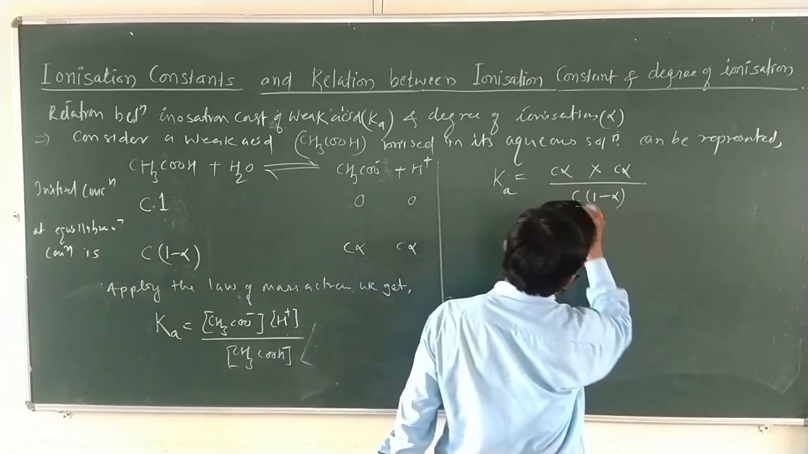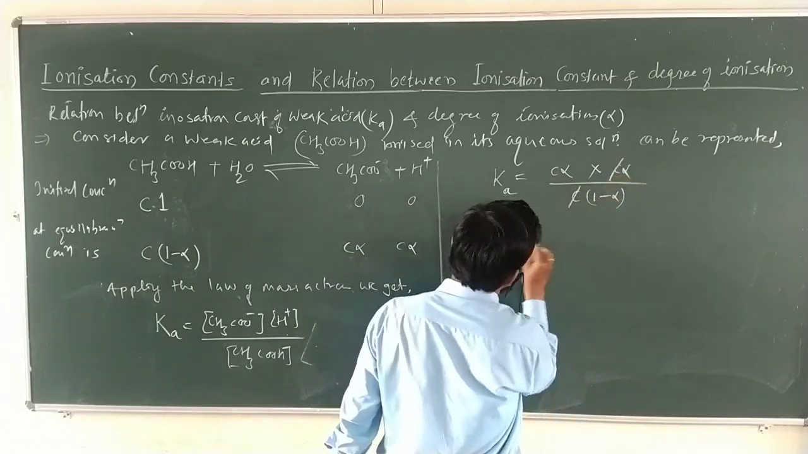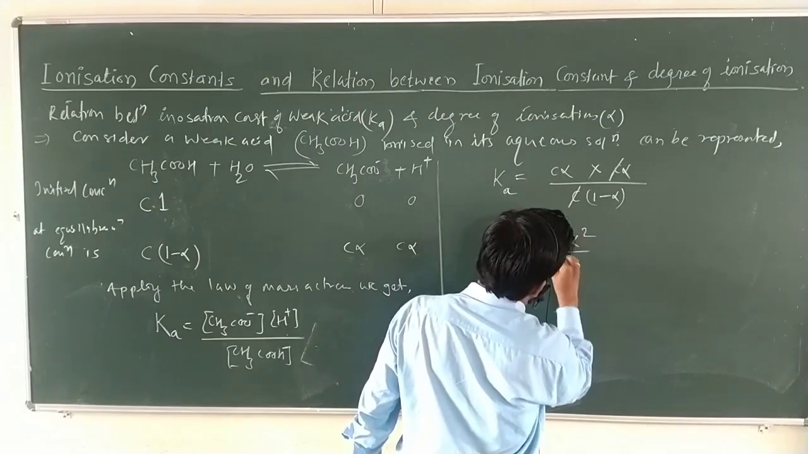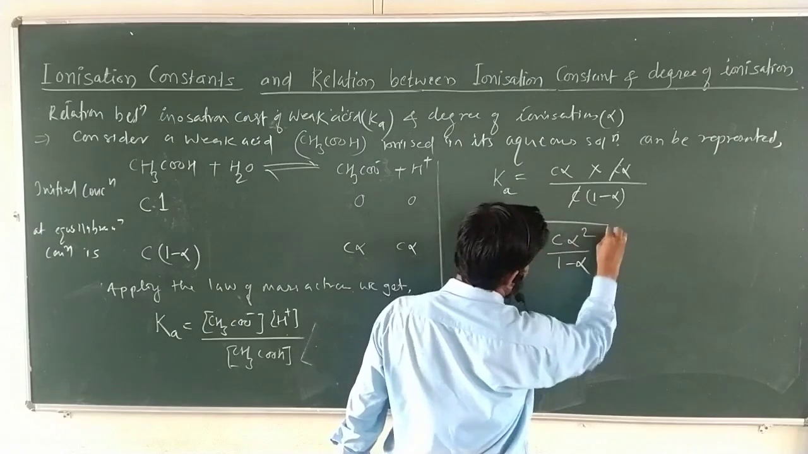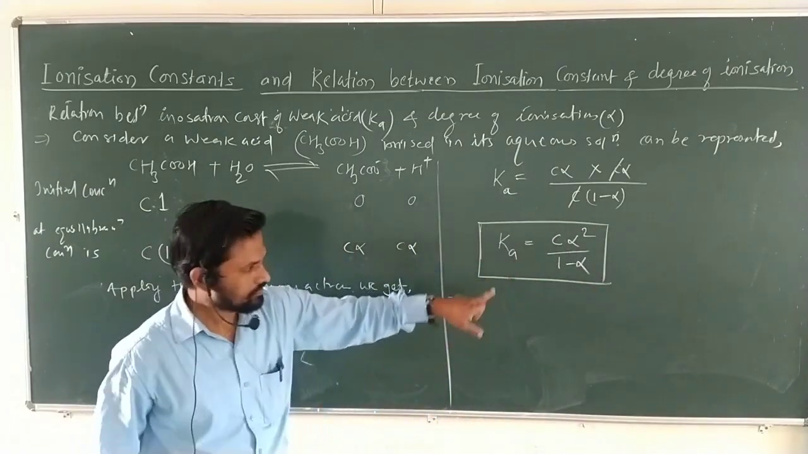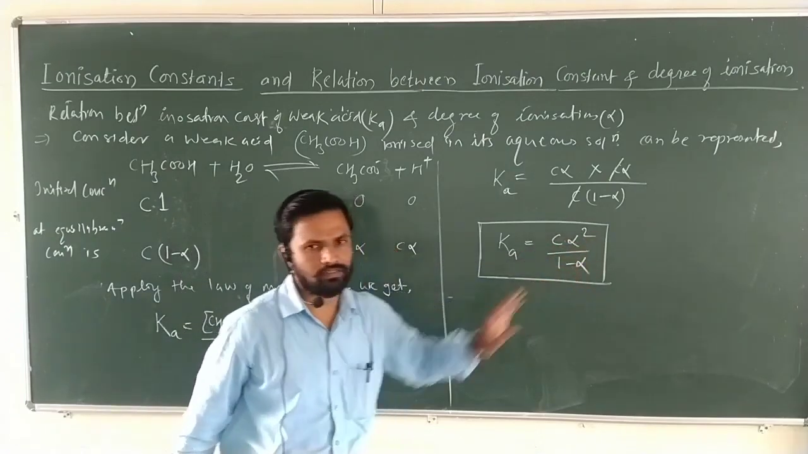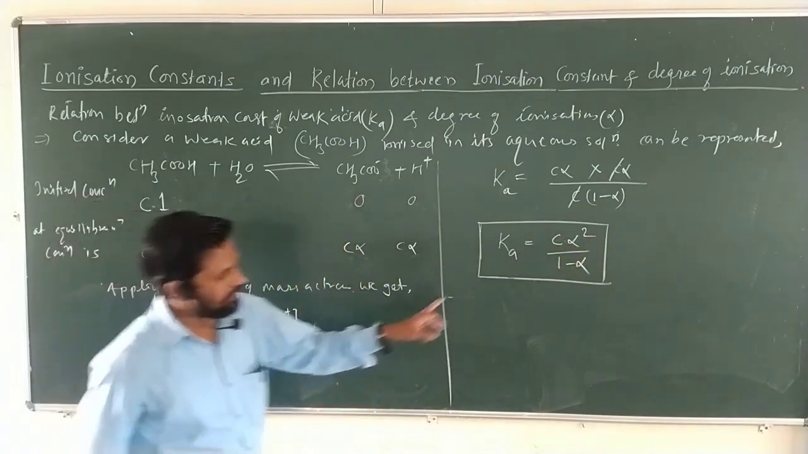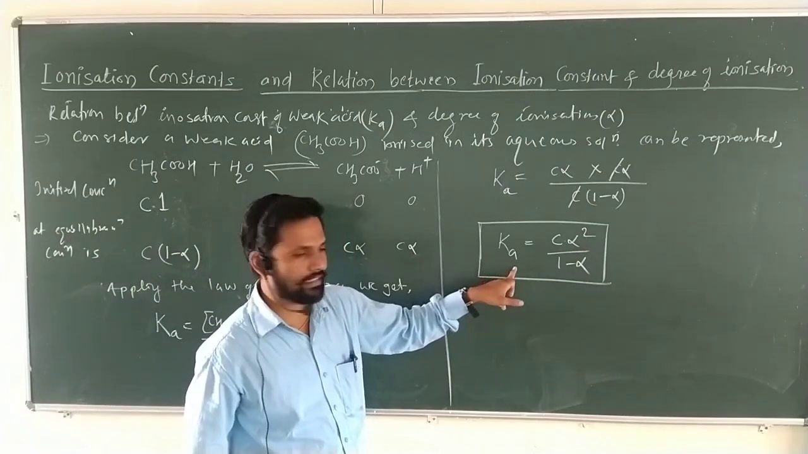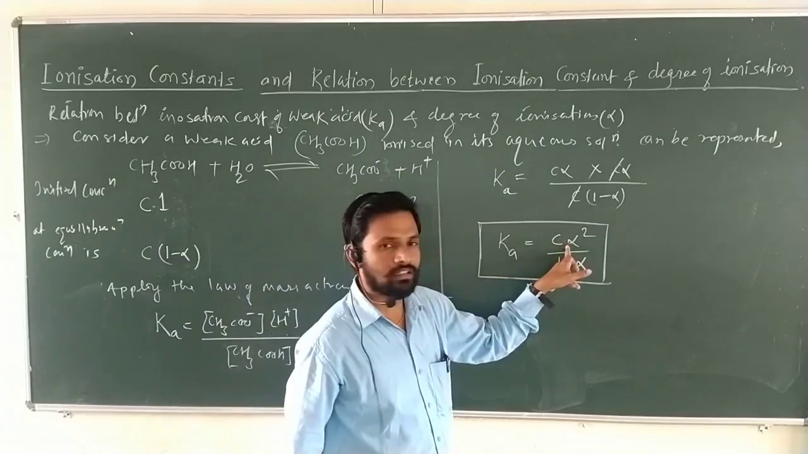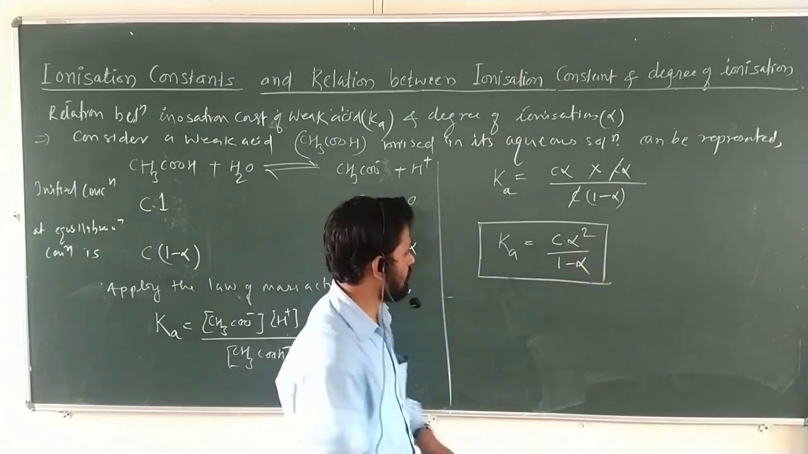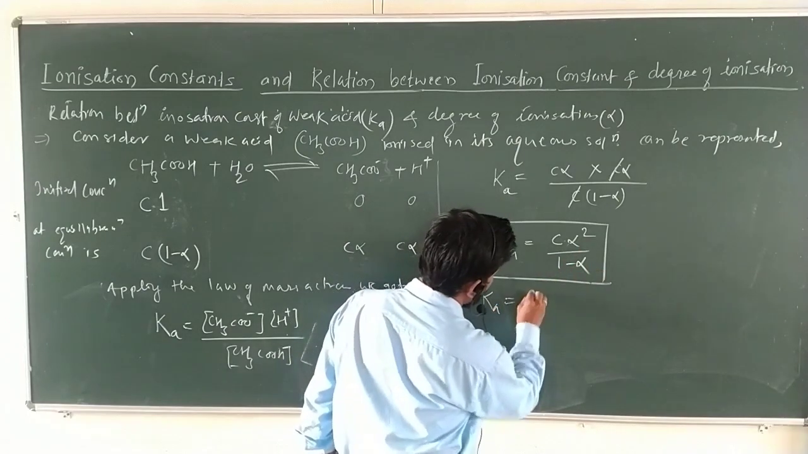Now one of the C's gets cancelled. So you will get Ka equal to C into alpha square upon 1 minus alpha. Here the ionization constant Ka equals concentration multiplied by the degree of ionization squared, divided by 1 minus alpha.